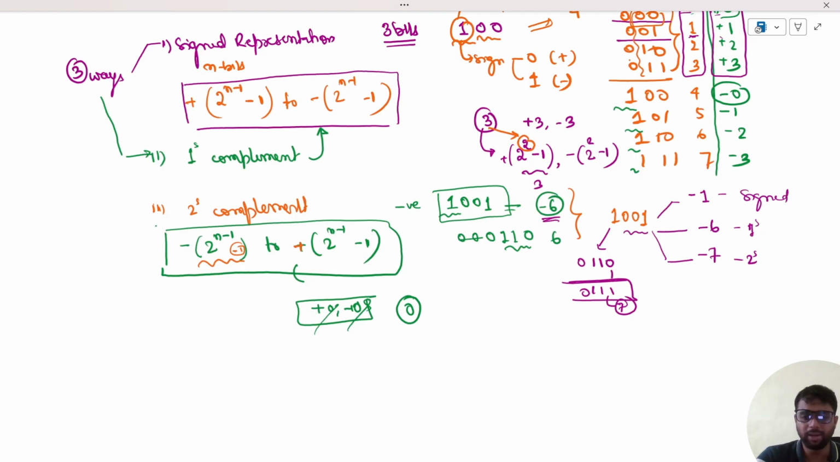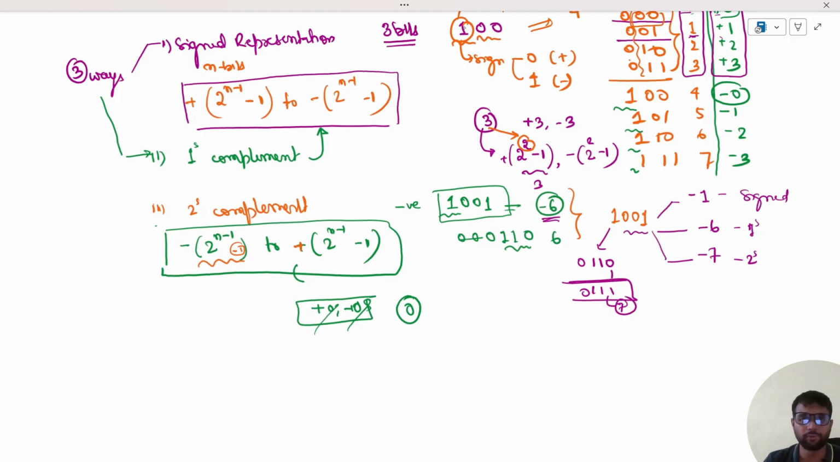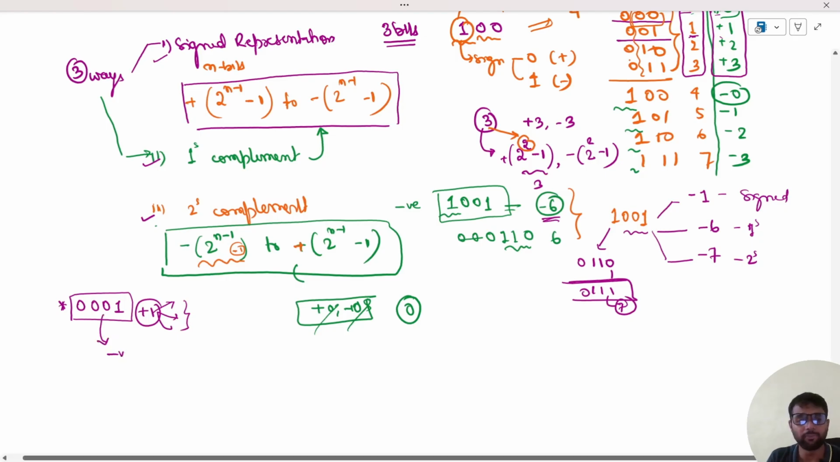Now you might be a little confused when I say that there is no duplicate representation of 0 in 2s complement, so let me make it clear. First of all, for positive numbers, whether you represent them in signed representation, 1s complement or 2s complement, there is no difference. For example, 0, 0, 0, 1 is plus 1, irrespective of which format you use. The only thing you have to worry about is the negative part.